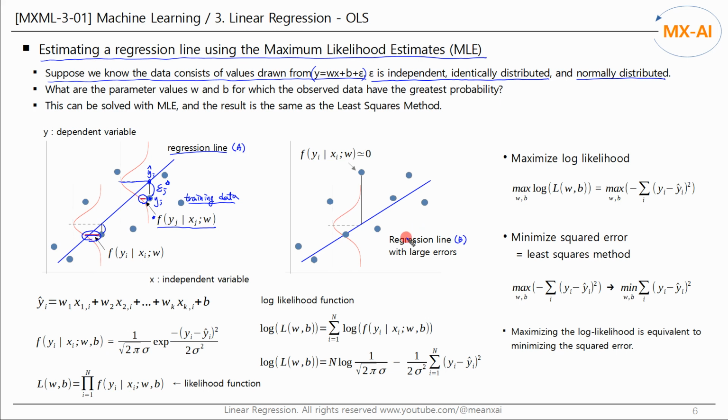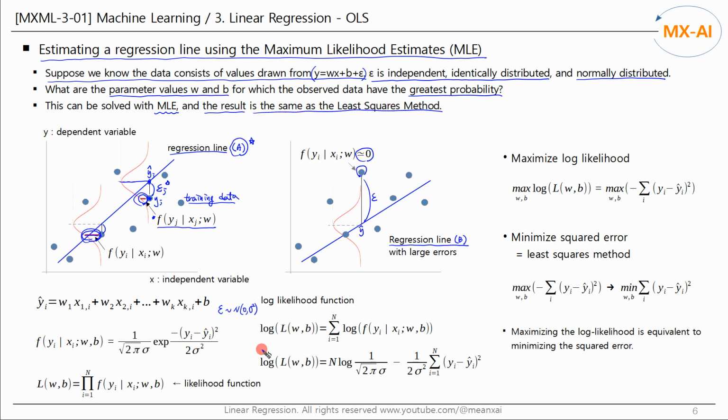Let's look at another regression line with large errors. The error for this data point is very large and the PDF value is very small. The regression line A with larger PDF values is better than the regression line B. You can find the W and B of the regression line that has the largest product of the PDF values, or probability values. This can be solved using MLE, the maximum likelihood estimates. And the result is the same as the result of the least squares method.